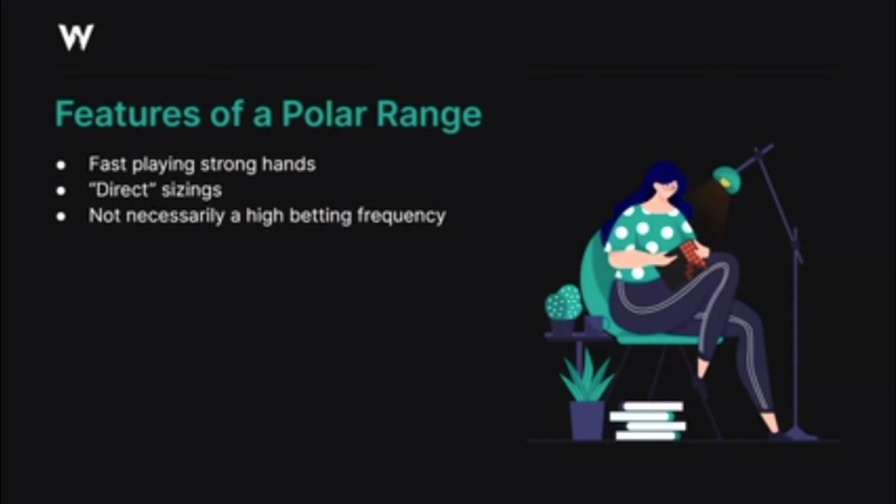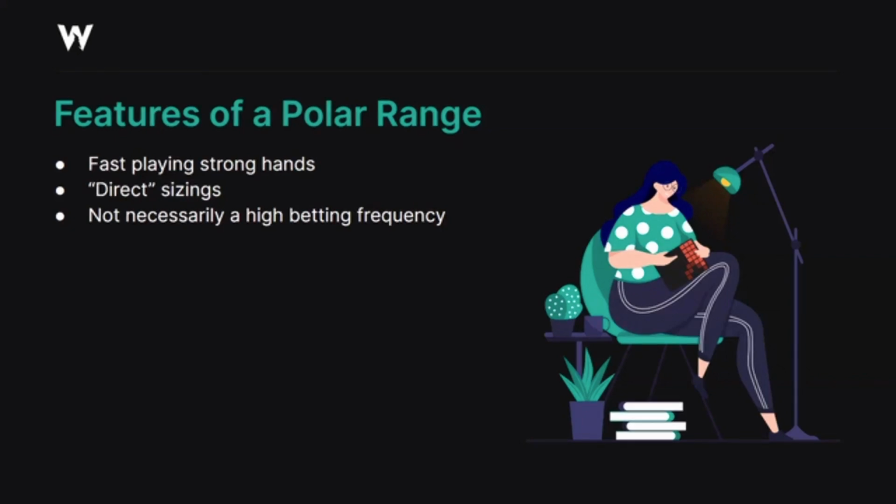So the features of a polar range are going to be, we're going to be fast playing strong hands mainly. In real poker scenarios, there's rarely a case where we have a completely polar range. So usually there's always going to be some slow playing going on. But when we have a more polar range, there's going to be a lot less slow playing. We're going to play more direct sizings, meaning, for example, you have a hand that has like 99% equity or 100% equity. Those are the spots where you see those hands just shoving for 3, 4, 5, 6 times the pot on the river because you're just sizing for your hand. Basically, you're targeting bluff catchers by polarizing your bet size the most.